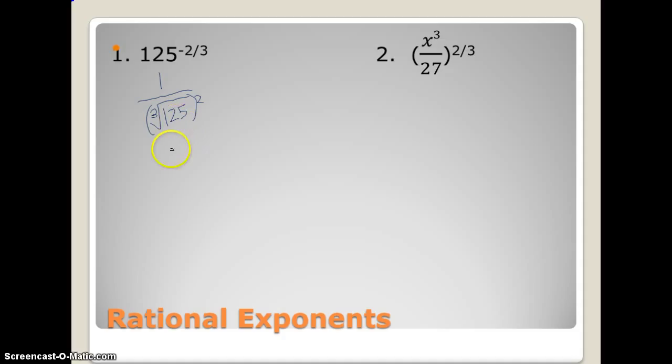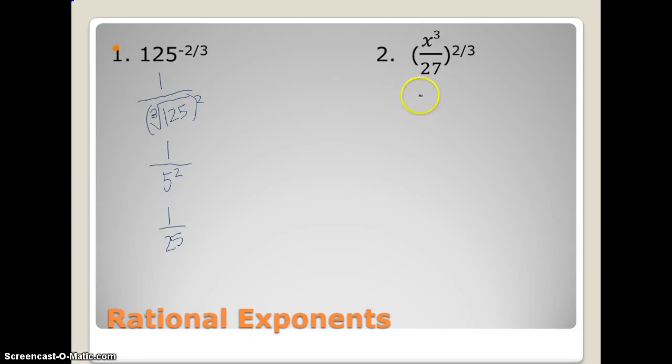The cube root of 125 is 5. So we have 1 over 5 squared, and 5 squared is 25, so our final answer is 1 over 25. Don't forget to move it to the denominator if you have a negative exponent.